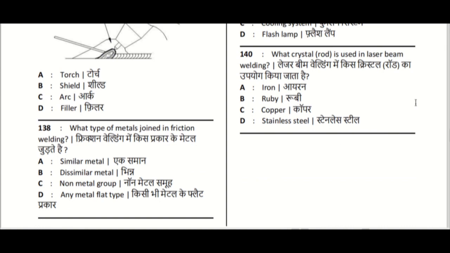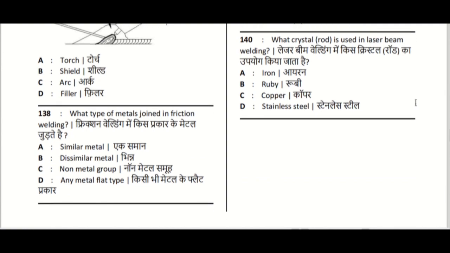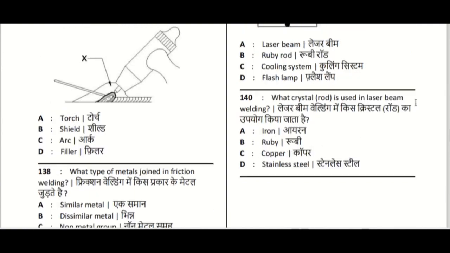What type of metals are joined in friction welding? That is, dissimilar metals can be welded.